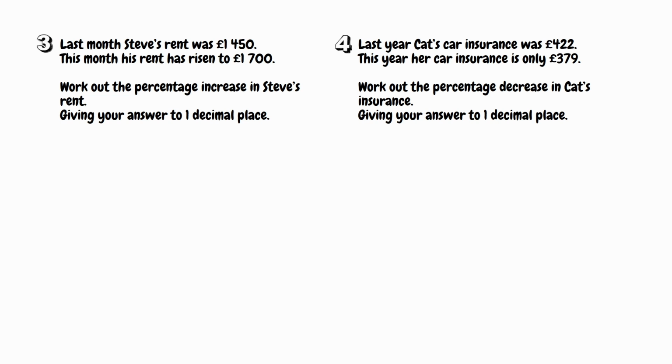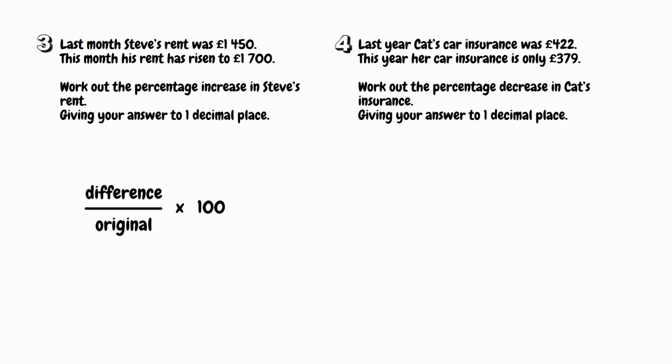Okay, so for question 3, we have last month Steve's rent was £1,450. This month his rent has risen to £1,700. We need to work out the percentage increase in Steve's rent, giving our answer to one decimal place. So we know we've got a percentage change question this time, as we're asked to work out the percentage increase in Steve's rent. So we're going to use our percentage change formula. We're going to do the difference over the original and then times by 100.